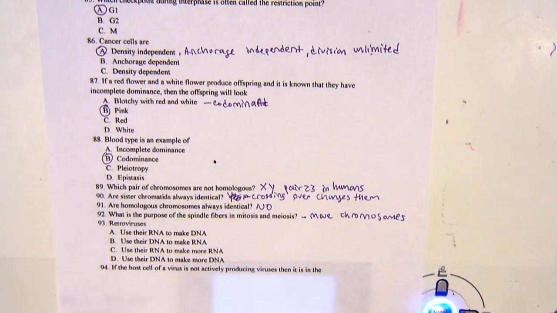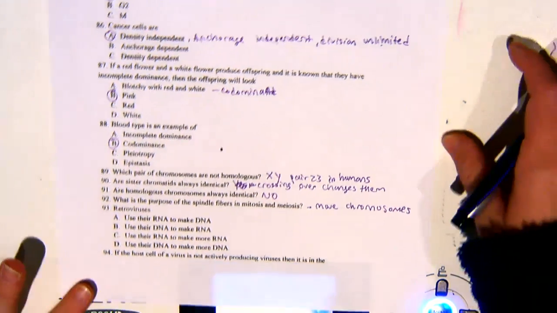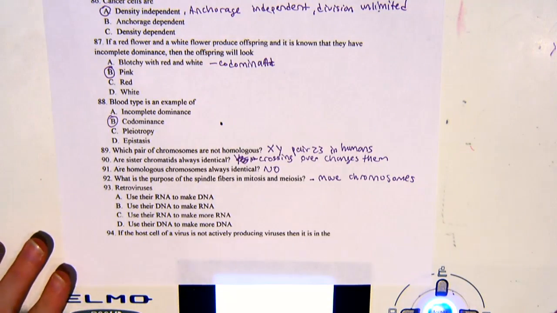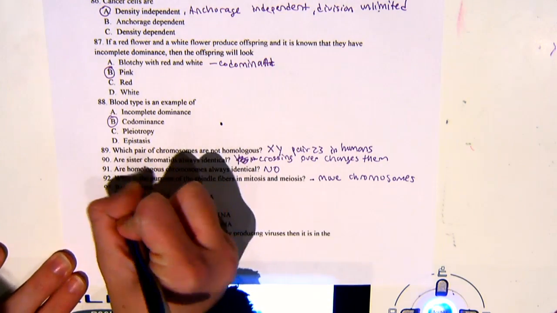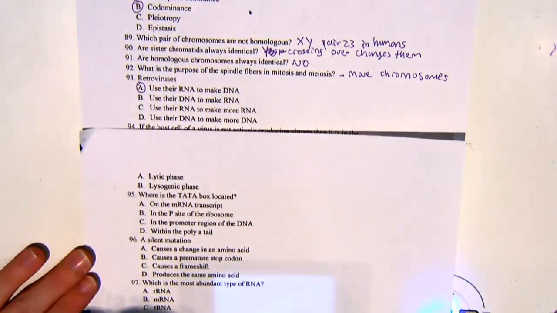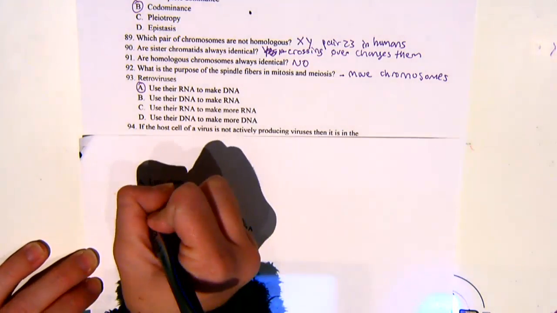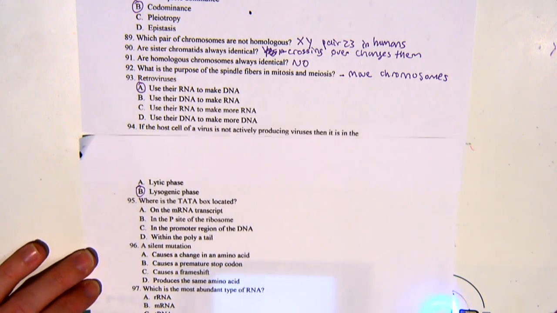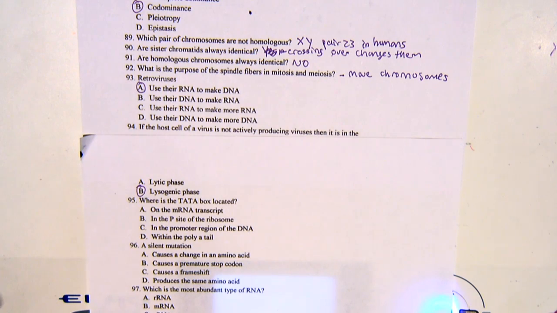Did you guys talk about retroviruses? All right, well, I'll just tell you the answer and move on. Retroviruses use their RNA to make DNA. And you guys didn't talk about this either. It's the opposite of the question we asked earlier. If a host cell of a virus is not actively producing viruses, then it is in the lysogenic phase. But I don't think you guys need to know this, so don't worry about it.